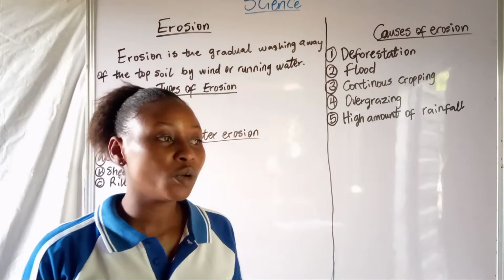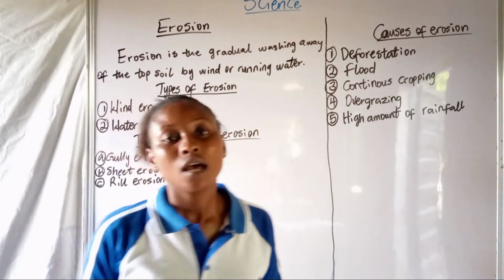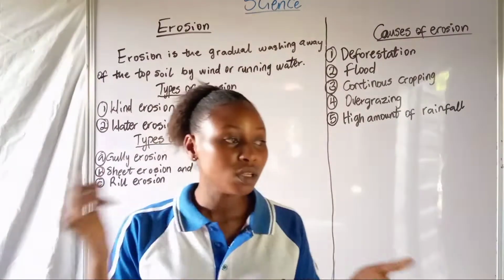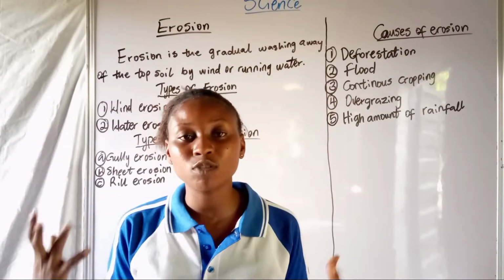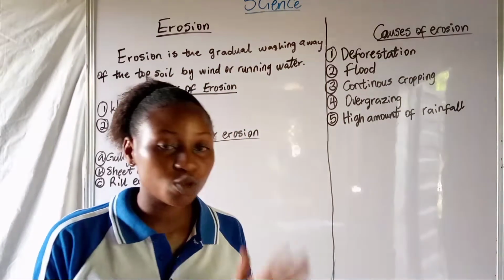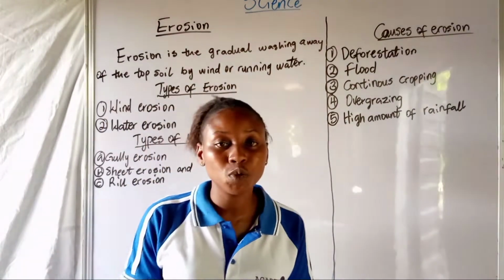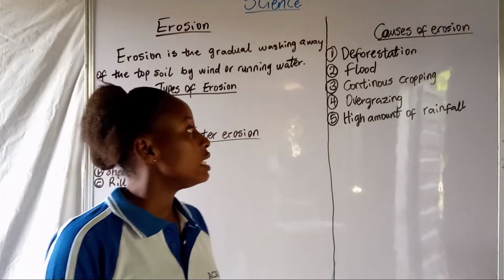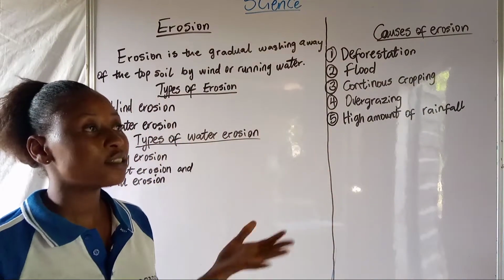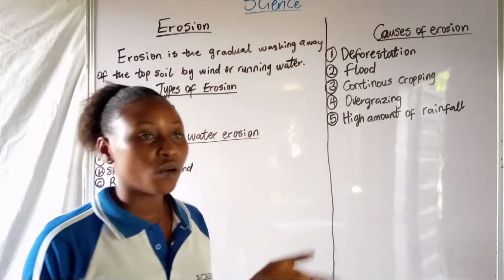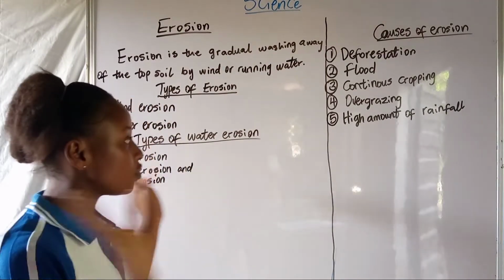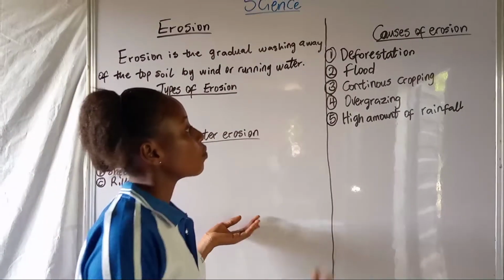Now, under erosion, we are going to be treating the causes, that is, those things that cause erosion, and the effects. What effect does it have on man and his environment? And also, we are going to be treating control, how to control erosion. Now, the causes of erosion: we have deforestation as number one. That is, cutting down of trees allows erosion to occur. Flood. When an area is flooded, erosion occurs.